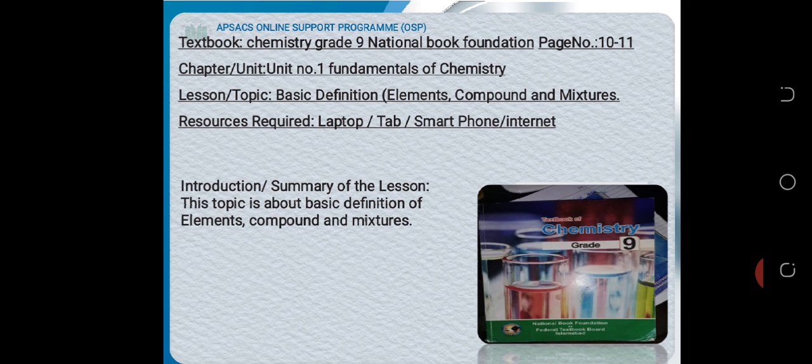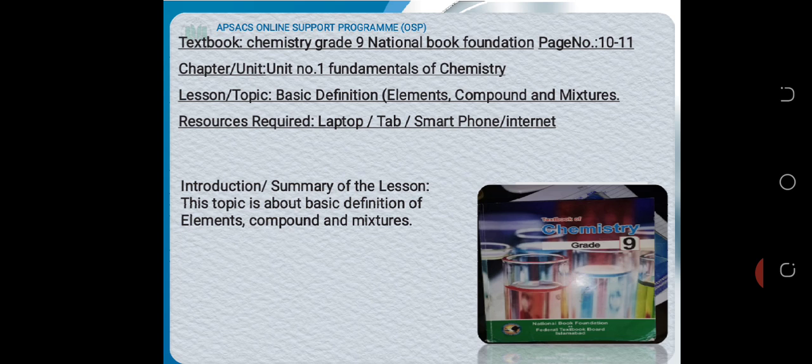Here you can see our textbook of chemistry, grade 9, National Book Foundation. Page number of your book is 10 and 11. Chapter and unit number 1 is Fundamentals of Chemistry. Lesson and topic is Basic Definitions, Elements, Compounds and Mixtures. Resources required are your laptop, tab, smartphone, internet.